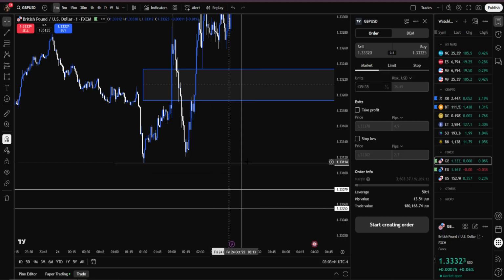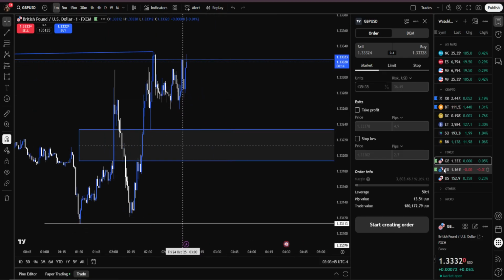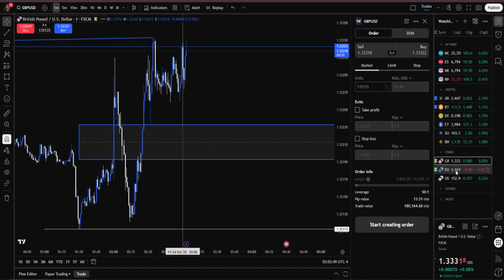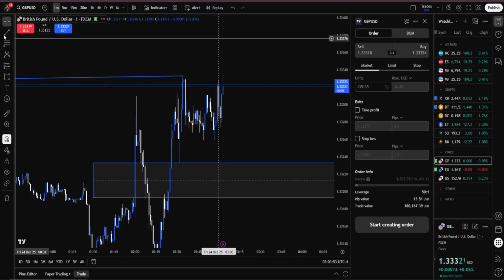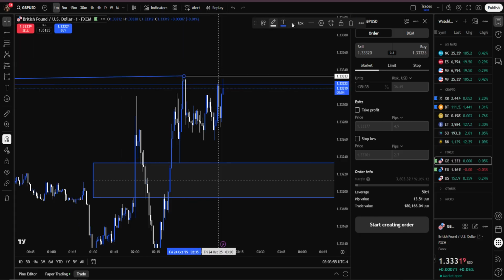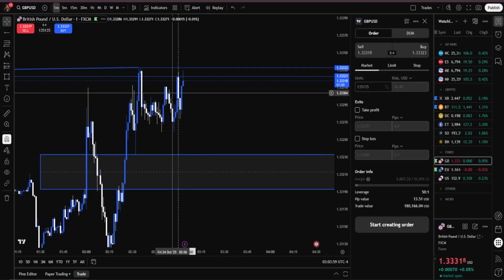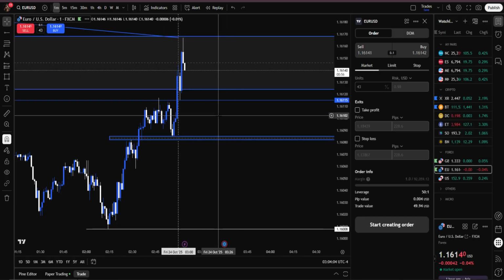Honestly, I like shorts down to the hourly lows on GBP way better because they look way closer and way more achievable if you just look at the pairs. I do really like GBP coming up and sweeping out these highs. That would be pretty good. And then off that, I'd like to see all our confirmation get hit.